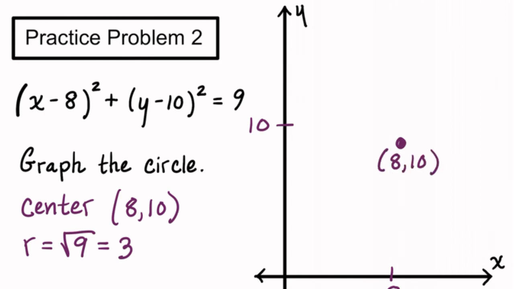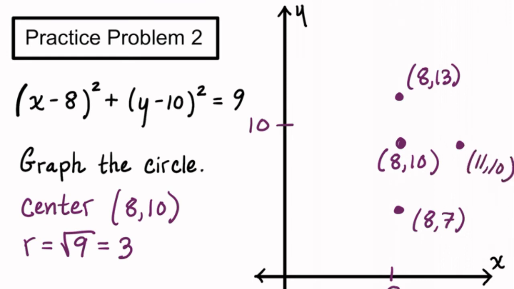Now, because we know the radius, we can actually graph pretty straightforwardly 4 other points along the circle. So we could go up 3, and we know this would be the point (8, 13). We could go down 3, and we know that this would be (8, 7). We could go right 3 from the center of the circle, and that would put us at (11, 10). And then we could go another 3 to the left of the circle, and that would give us (5, 10).